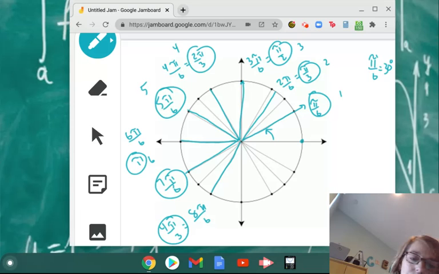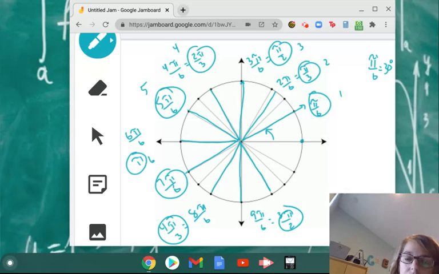So I've got 7, 8, now I'm at 9. This is 9 of them, 9 pi sixths, which is the same as 3 pi halves. This is 10, 10 pi sixths, which is 5 pi thirds. That's that guy.